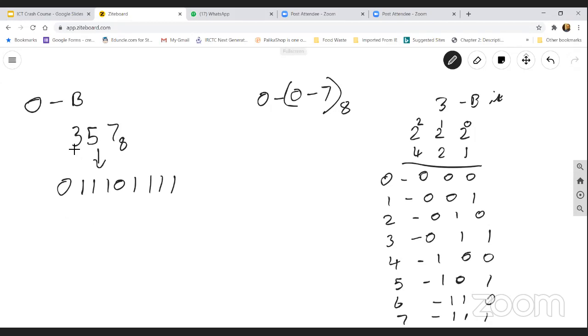We have to convert this octal number. This is the value of 3. This is the value of 5. This is the value of 7. So you have to add all the numbers sequentially. You will get the binary value of the octal number 357. Clear? Tell me any other octal number.